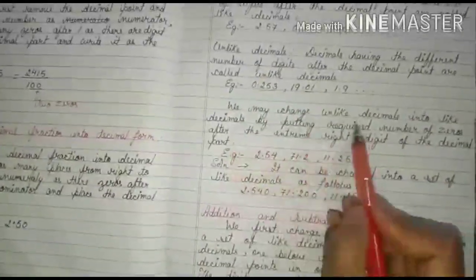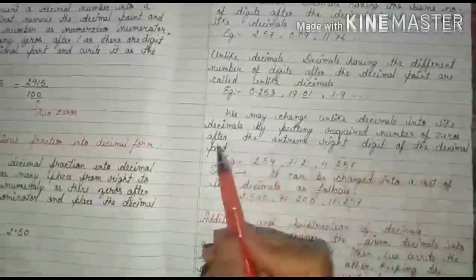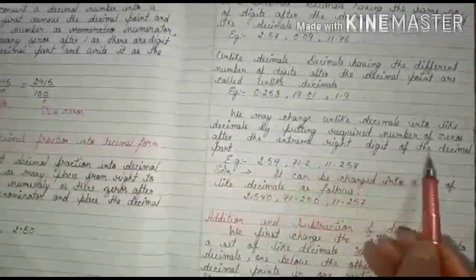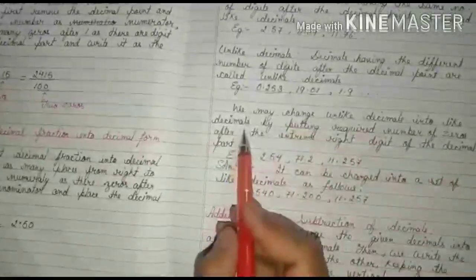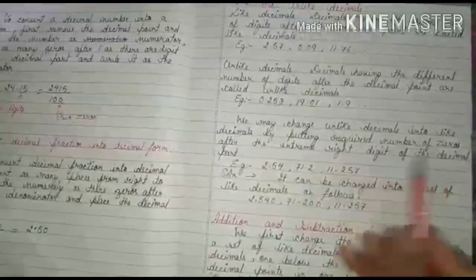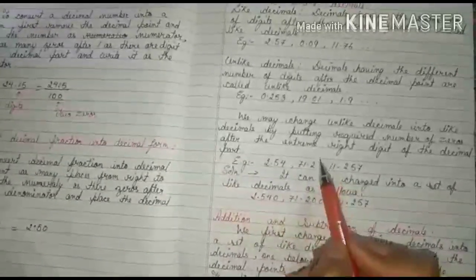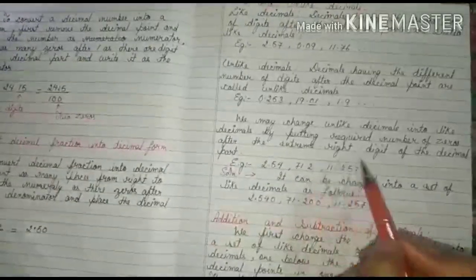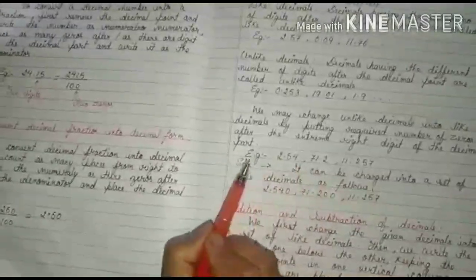We may change unlike decimals into like decimals by putting the required number of zeros after the extreme right digit of the decimal part. But how? By putting the required number of zeros after the extreme right digit of the decimal part, they become like decimals.